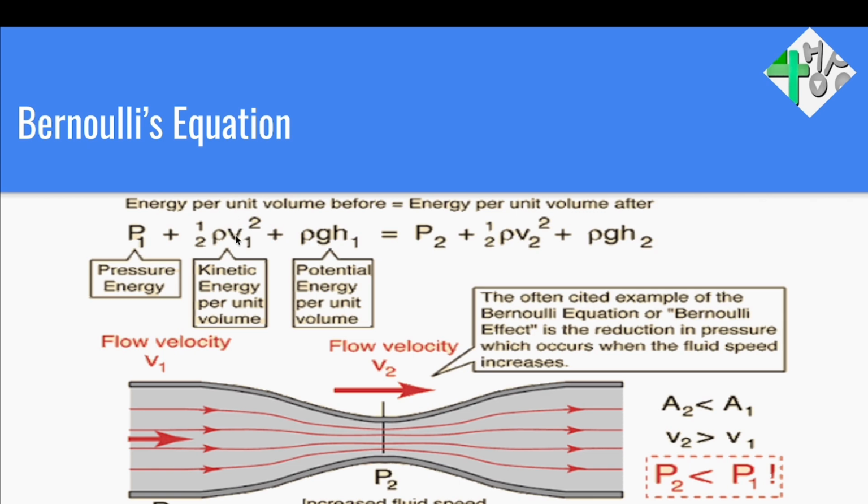V represents velocity. P, I believe, represents pressure, if I'm not mistaken. So we have flow velocity going in one direction, and both before and after are going in the same direction. We can see there's an increased fluid speed, and that decreases internal pressure. This is essentially what we're seeing here. First system before, this is after. The more fluid speed you have, the more pressure is going to decrease, because there's an inverse relationship. This is known as the Bernoulli equation because there's a reduction in pressure which occurs when the fluid speed increases. Yes, because of the inverse relationship.